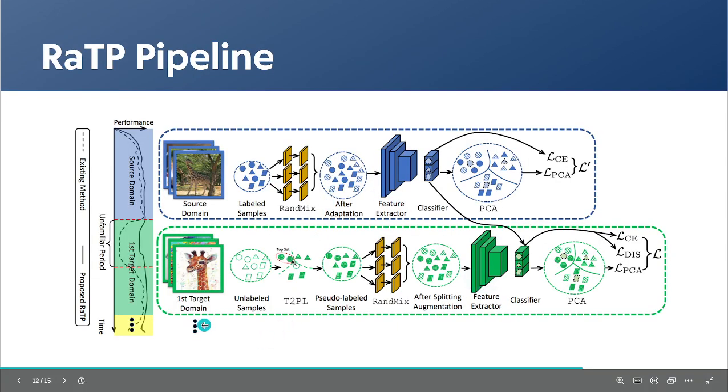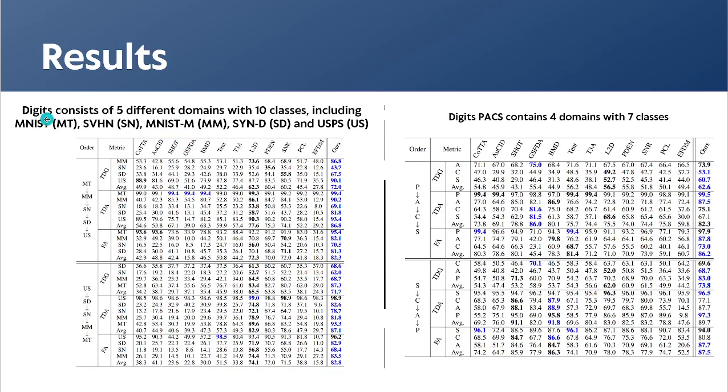This is the RATP pipeline, which shows all of the three algorithms, T2PL, RandMix, and PCA, being applied to new data that we come across. As we can see, when digit recognition is done across 5 datasets, although they tackle the same problem of recognizing digits from 0 to 9, they are significantly different from each other, and can thus be considered to be data from 5 different domains. And we can see that in almost every case, the RATP framework outperformed all of the other frameworks available. Similarly, it outperforms other frameworks on the digit PACS case.